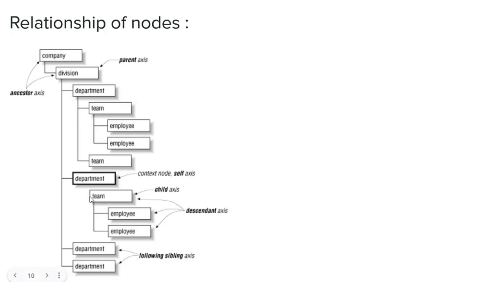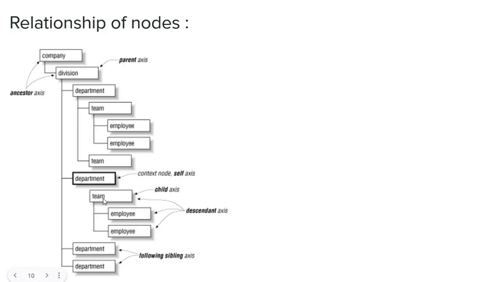Similarly, if you see this team node, this team is an immediate child of the department node. So the department node is our context node, or we can also call it a self axis or self node. And if this team node does not have any unique attribute and I want to find this team element, I know this team is an immediate child of this department node.